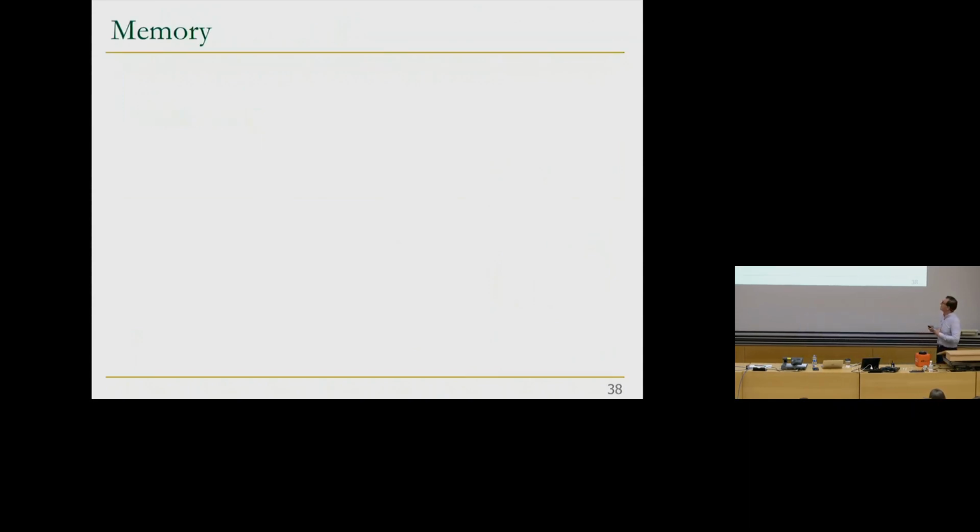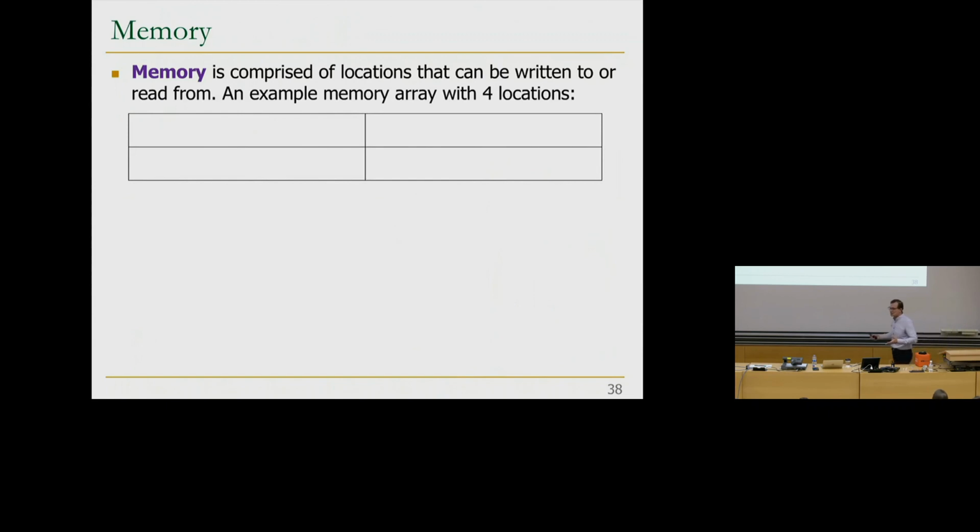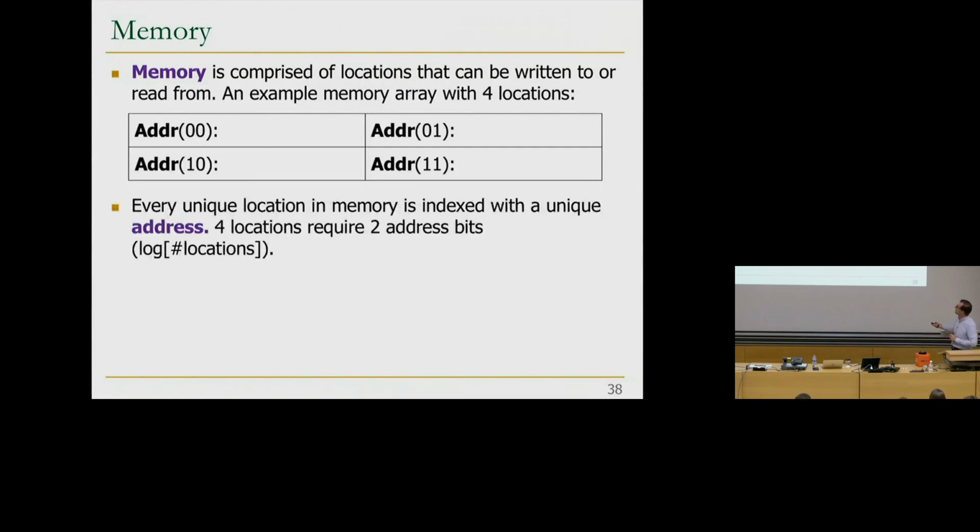Okay. So now, how do you construct memory out of it using these registers? This is going to be register-based memory. Memory essentially is comprised of locations that can be written to and read from. This is one example of memory with 4 locations. So let's talk about the properties of memory elements. This is address 00, 01, 10, 11. If you have 4 locations, you need to have 2 address bits, right? Log base 2 of 4. Every unique location in memory is indexed with a unique address, and 4 locations, as I said, require 2 address bits.